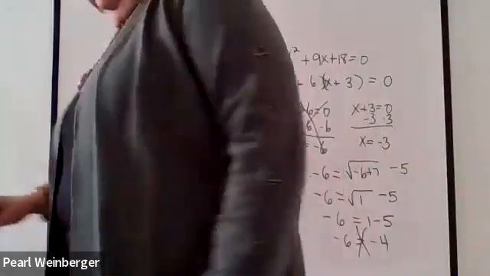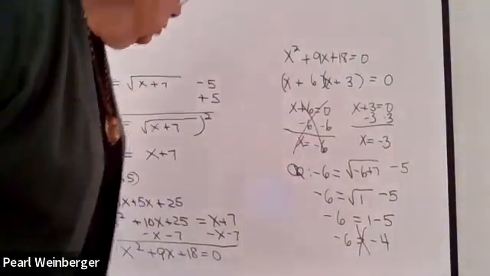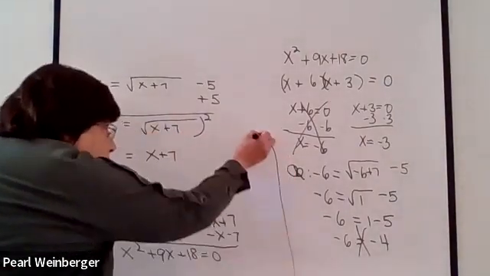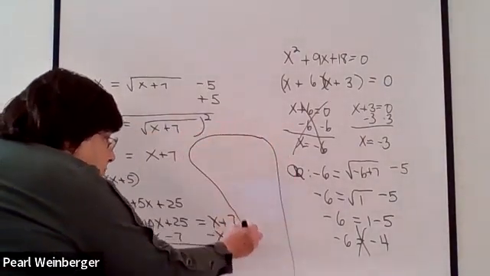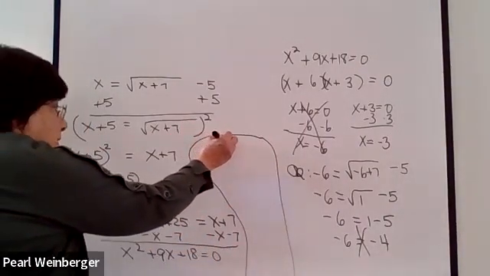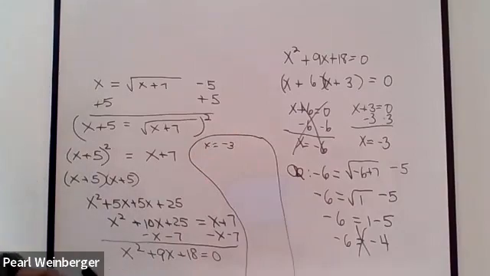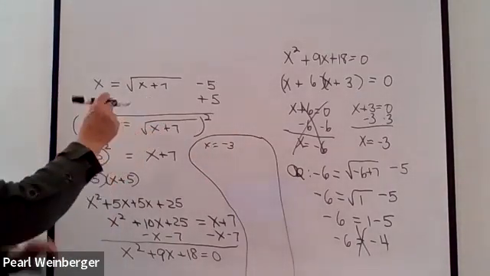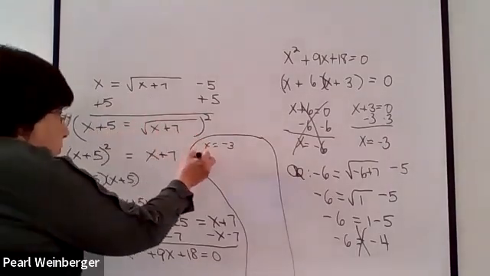I now have to check my second answer. Let me find a place to check it. I'm going to go right over here. Here's x equals -3. Don't forget to give yourself a lot of paper. If you notice, it's got a lot of work.